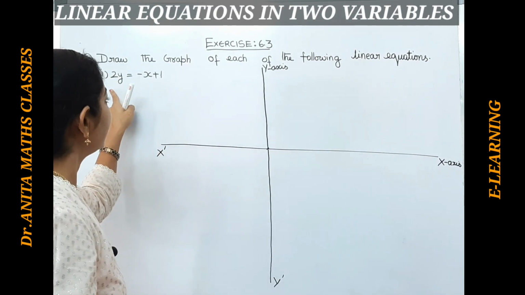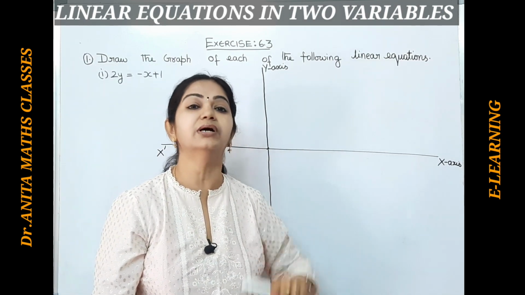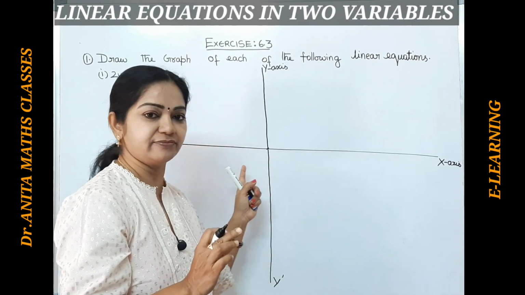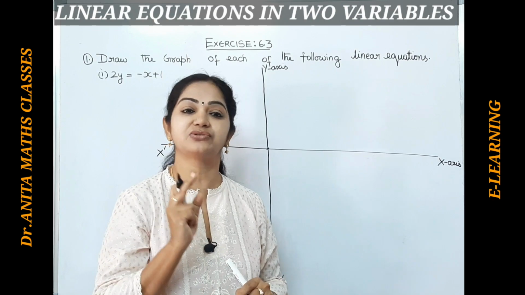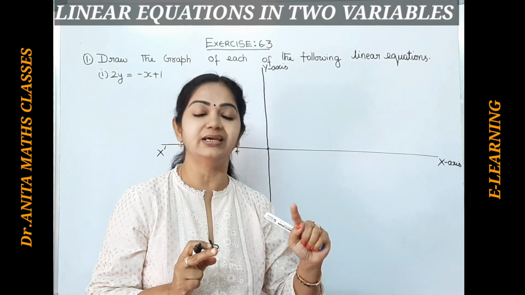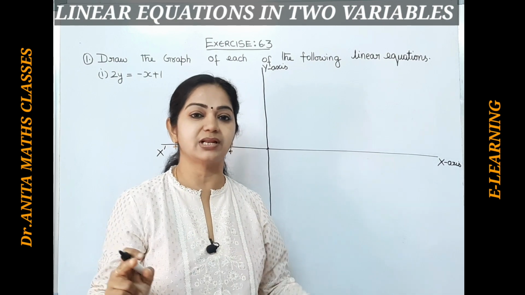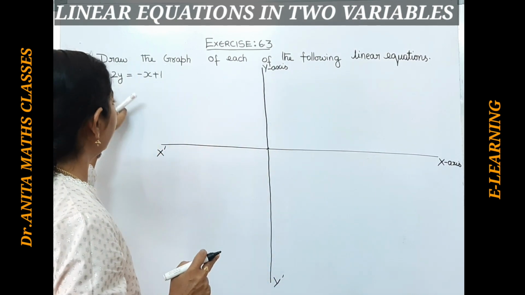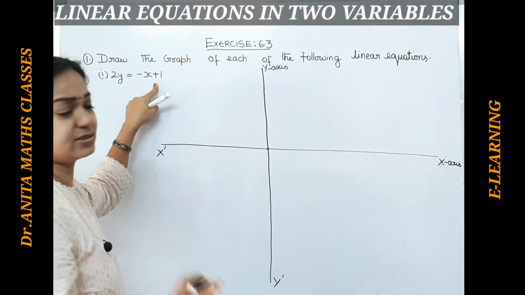Now when we plot the graph of a linear equation, plotting the points and joining the points, we get a straight line. The word linear means straight. So when we plot the graph of a linear equation, we get a straight line. Those are all the basics of the graph.